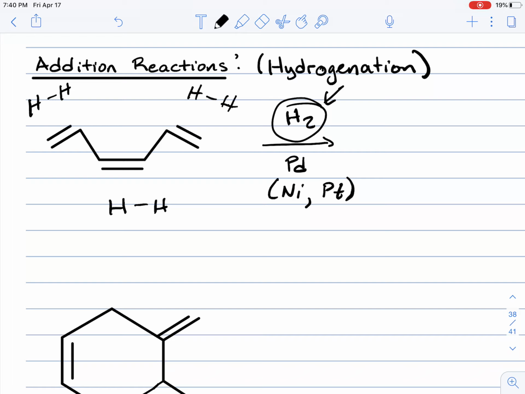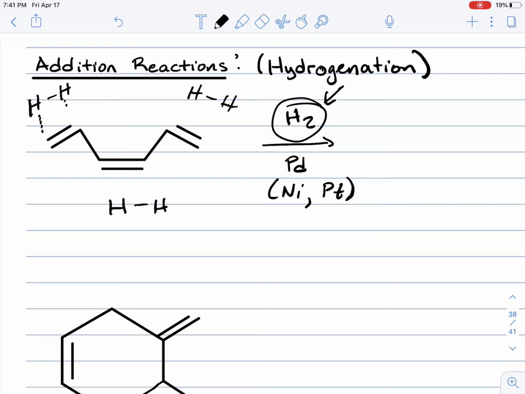And so since we have 3 double bonds, all 3 of those double bonds are going to be hydrogenated. They're going to react in the presence of hydrogen gas and one of these metal catalysts, palladium, nickel, or platinum. And so if you guys recall from earlier, once you add those hydrogens, then you go from a compound that's unsaturated to a compound that's saturated. Okay?